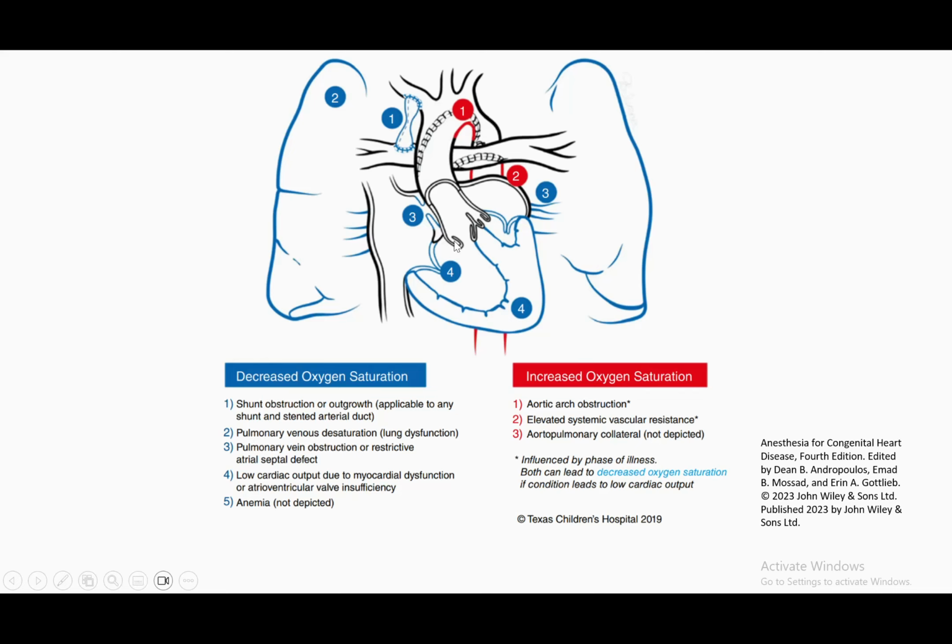If the oxygen saturation is high, maybe there is an obstruction in the arch, so more blood flows to the lungs, elevated systemic vascular resistance, or there are collaterals.